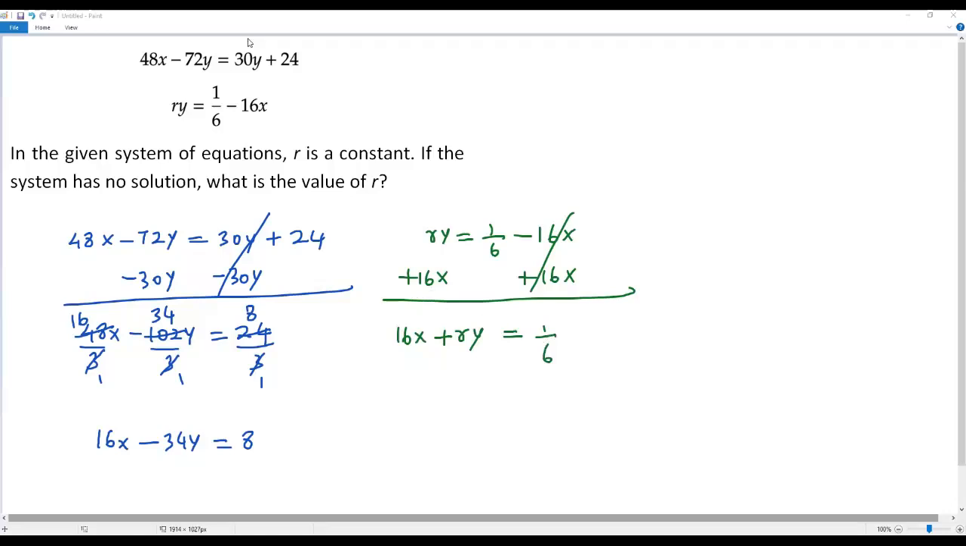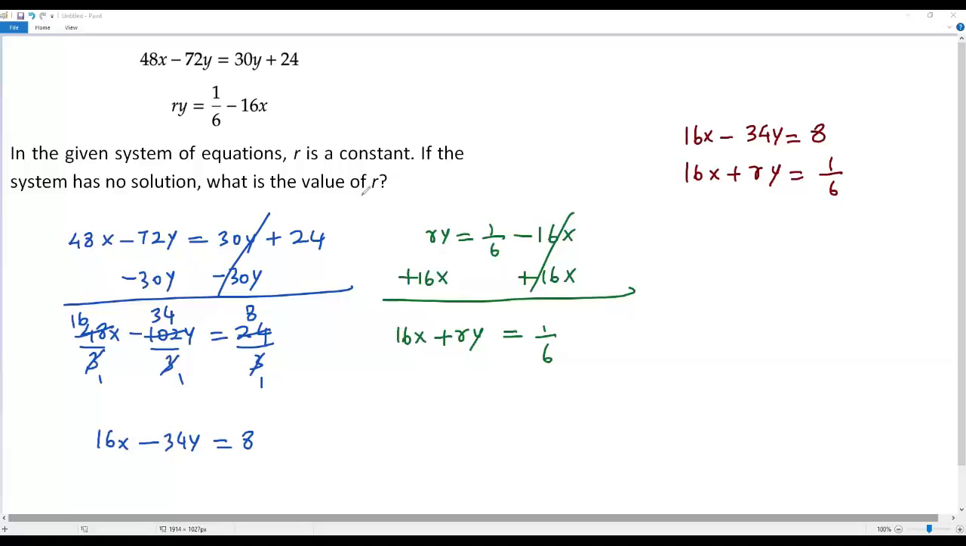Now I got both the equations in standard form. The first equation in standard form is 16x − 34y = 8, and the second equation in standard form is 16x + ry = 1/6. Our aim is to find the value of r.